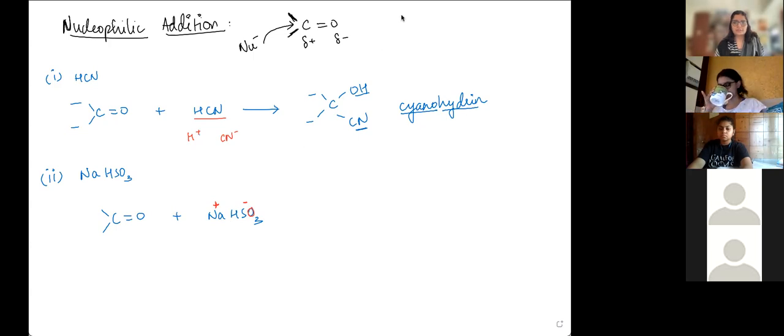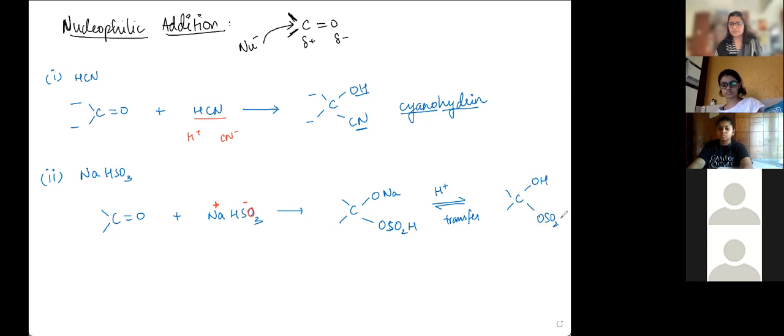Okay. So this gives, this becomes ONa, and this becomes OSO2H. The remaining SO3, plus one oxygen is attached here, so remaining SO2 and H will be there. So this will undergo a proton transfer. So eventually you end up with an OH anyway, and this becomes SO3Na.